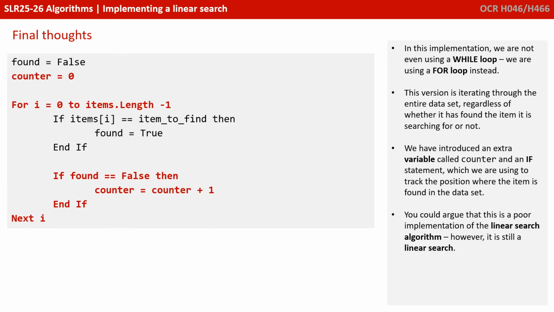In this implementation, we're not even using a while loop, we're using a for loop instead. This version is iterating through the entire dataset, regardless of whether it's found the item it's searching for or not. We've introduced an extra variable called counter and an if statement, which we're using to track the position where the item is found in the dataset. Now, you could argue that this is a poor implementation of the linear search algorithm. However, it is still a linear search.